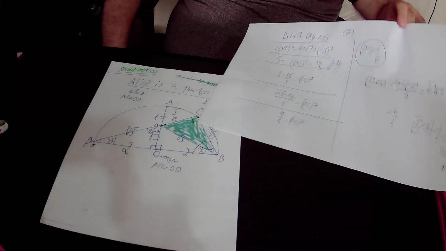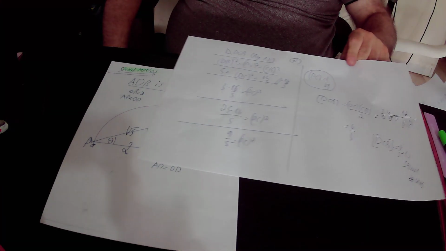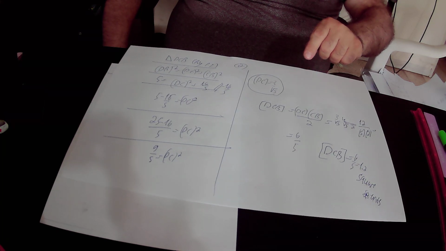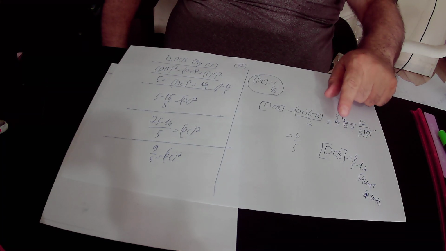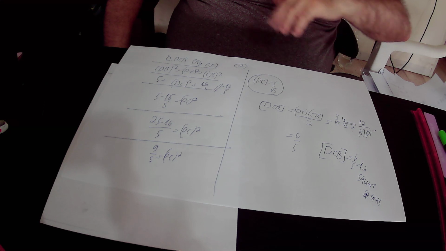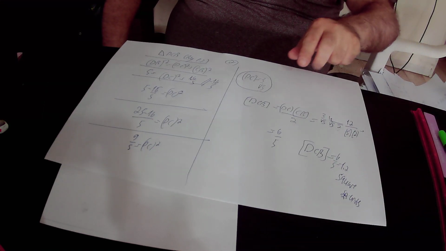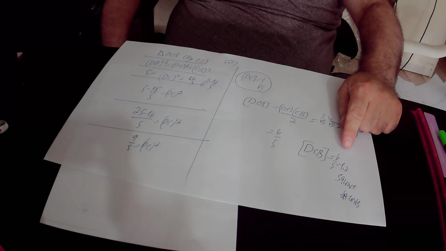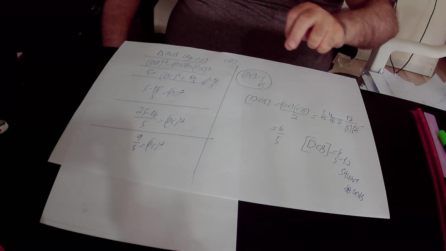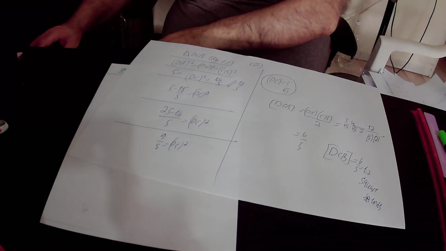Okay, so in both methods we arrive at the same result. That is to say, the area of the right blue triangle, triangle DCB, equals 6 over 5 square units, or in decimal terms, 1.2 square units. Okay, thank you very much.